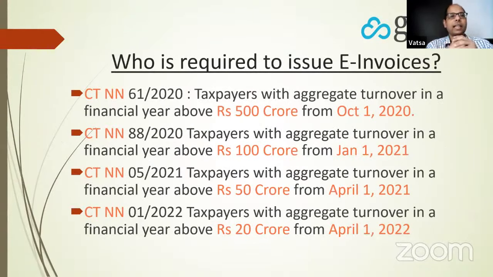So these are the notifications. Central Tax Notification 61/2020. This is the one which enabled e-invoicing for 500 crores and above. There have been periodic notifications for the other taxpayers, and now the most recent notification 1/2022 makes e-invoicing mandatory for 20 crores and above taxpayers from April 1st, 2020.